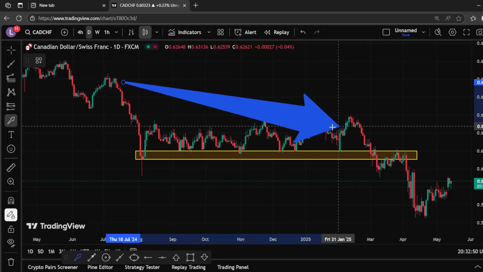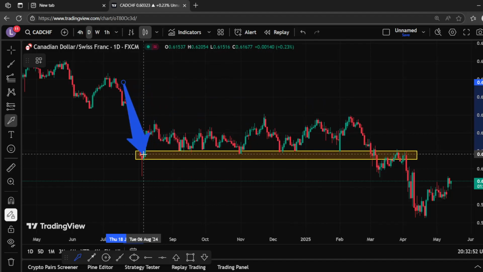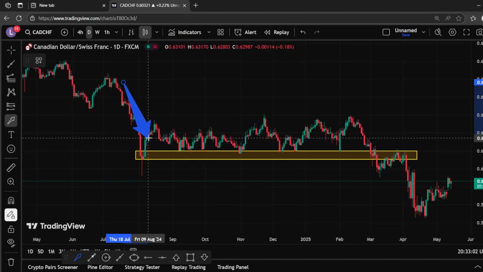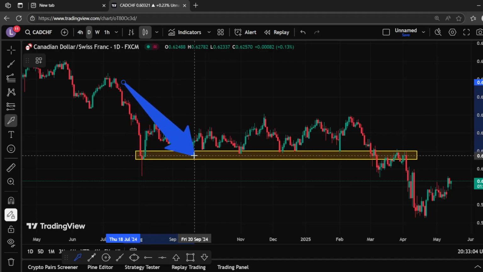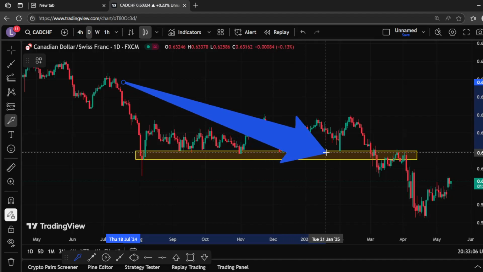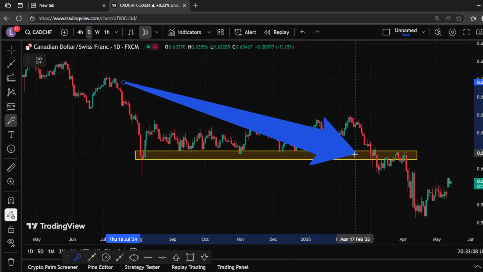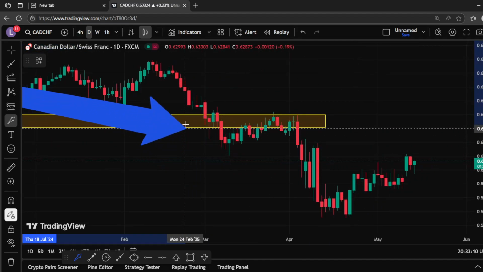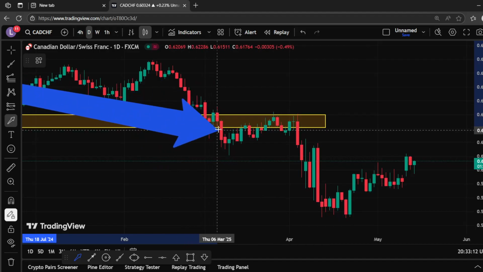Since, is that August 2024? Yeah. So since the 2nd of August 2024, we have been trading above this zone. And then we eventually broke the zone with this bearish engulfing candle, on the 7th of March 2025.